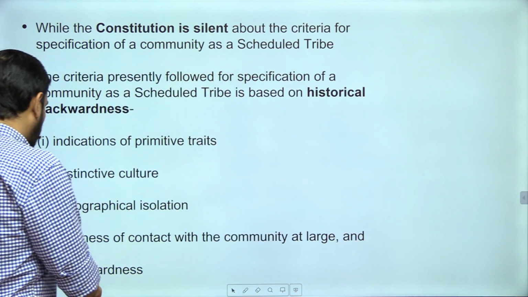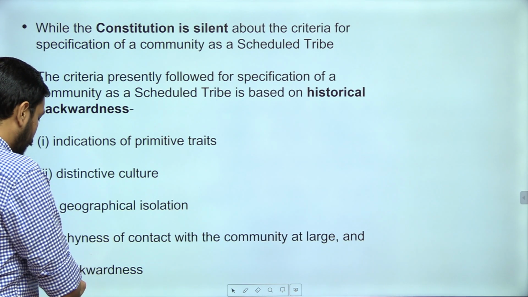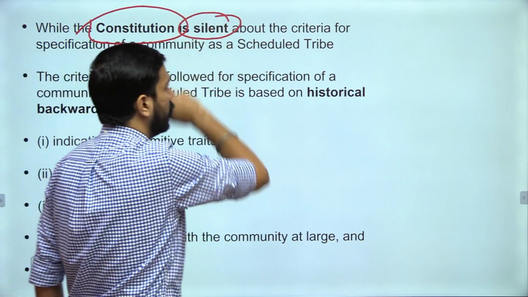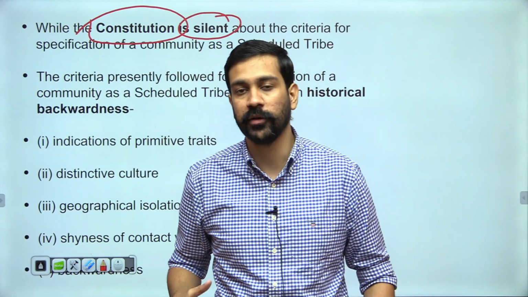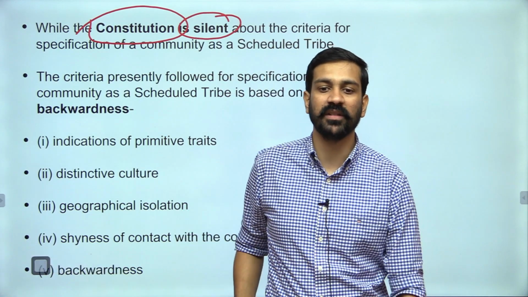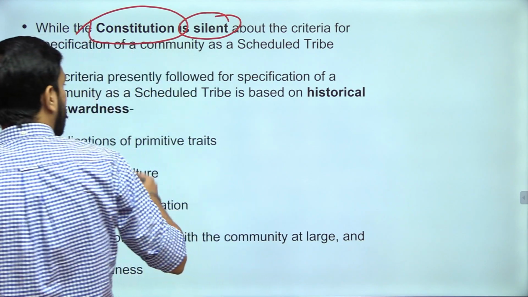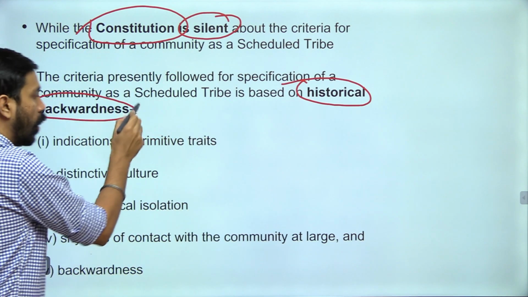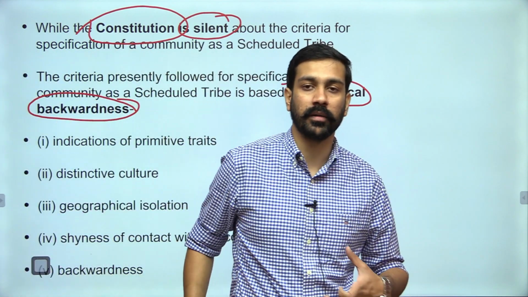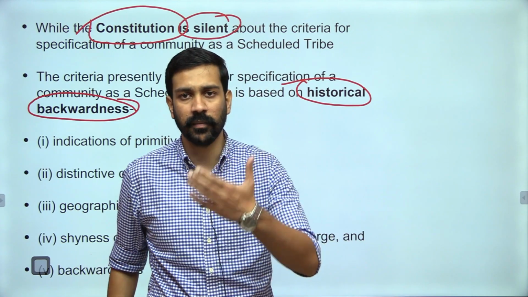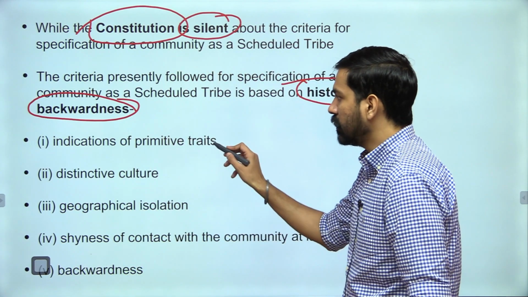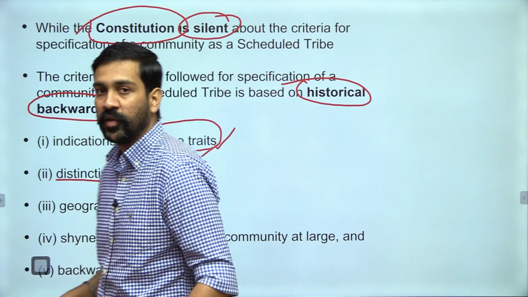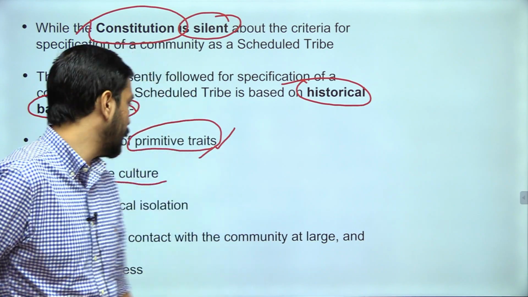See, the Constitution of India is silent, it has not prescribed any methodology. Your Constitution is silent about the criteria on which basis you can identify a tribe as a scheduled tribe, but the criteria that is usually followed is on the basis of historical backwardness. How backward or how poor the tribe is, that is a basic criterion, and there are some defined things that are seen. First, the indication of primitive traits. Second, distinctive culture with respect to the other religions or other mainland groups.